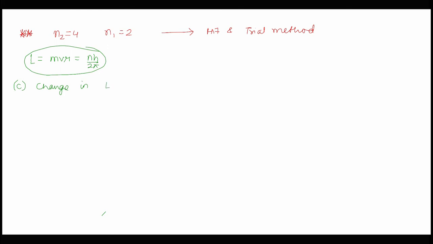which we are referring to as delta L, can be written as n1h upon 2 pi minus n2h upon 2 pi. So if we do this, we obtain h upon 2 pi times (2 minus 4), and we write this value as minus h by pi. So if the magnitude is asked, we can say that the change in angular momentum is h by pi.